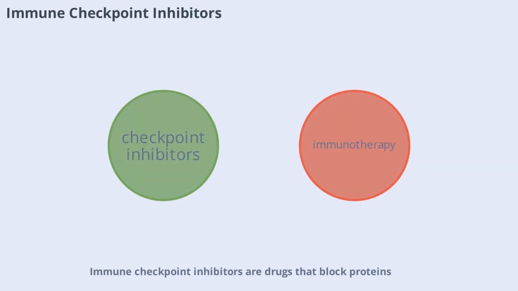Immune checkpoint inhibitors are drugs that block proteins used by cancer cells to turn off immune responses. By inhibiting checkpoints like PD-1 and CTLA-4, these drugs unleash the immune system to attack cancer. They have transformed the treatment of several cancers, but not all patients respond, and side effects can be significant.